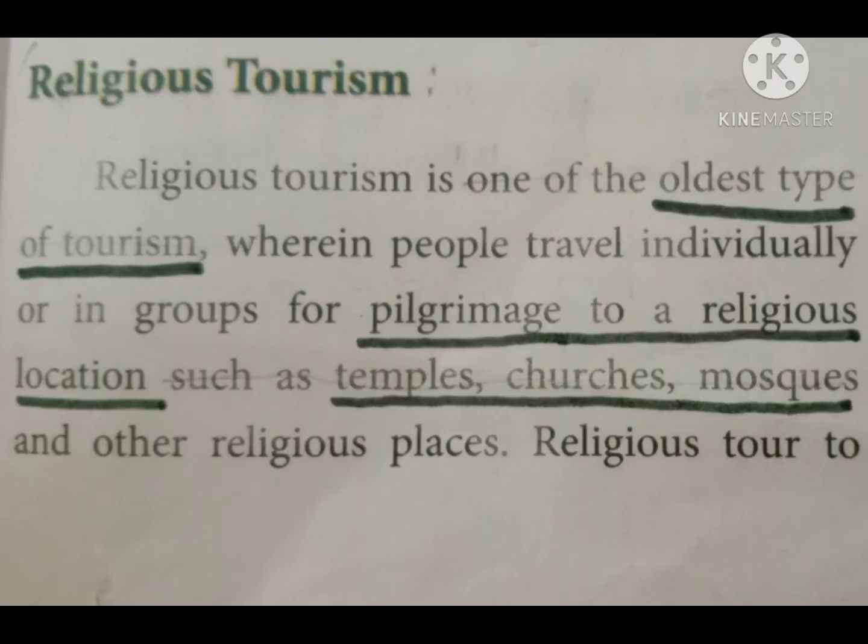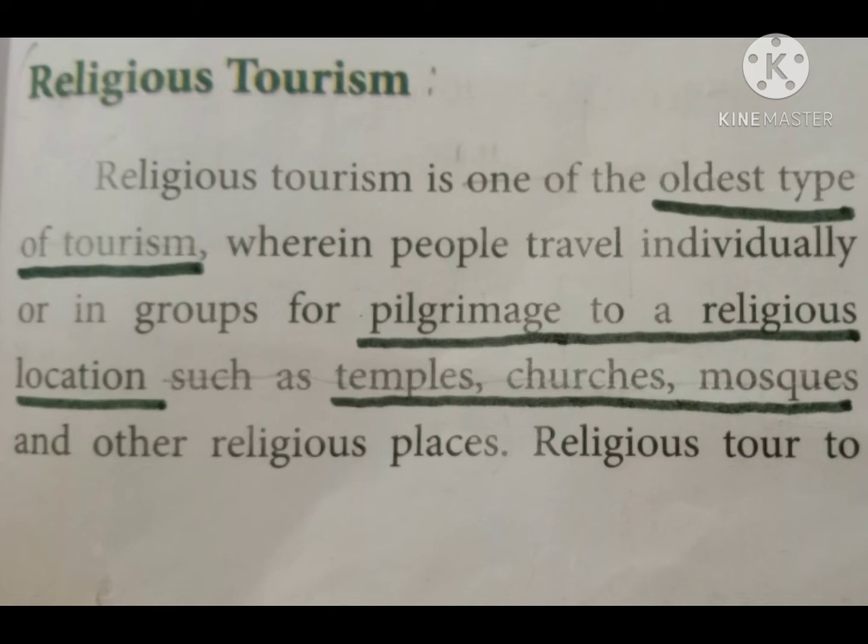First one is religious tourism. Religious tourism is one of the oldest types of tourism, wherein people travel individually or in group to pilgrimage places. Pilgrimage means what? It's a kind of temples. Okay. So for the religious purpose, what are the places they will go as a pilgrimage place? Temples, churches, mosques and other religious places. So this religious tourism is the most common tourism.